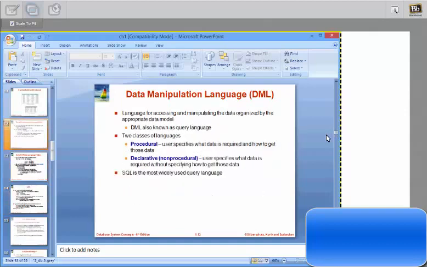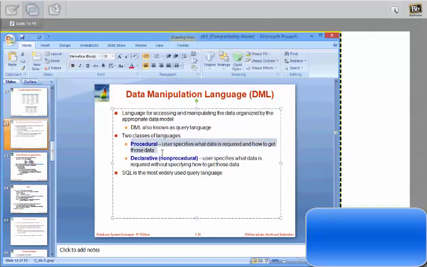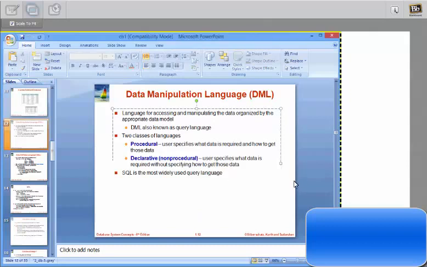Now about data manipulation language, same thing. Maybe they will ask you about the procedural language. This could be in your fill in the blanks, MCQs, or short answer questions. These two things: procedural, the question could be to define procedural language.